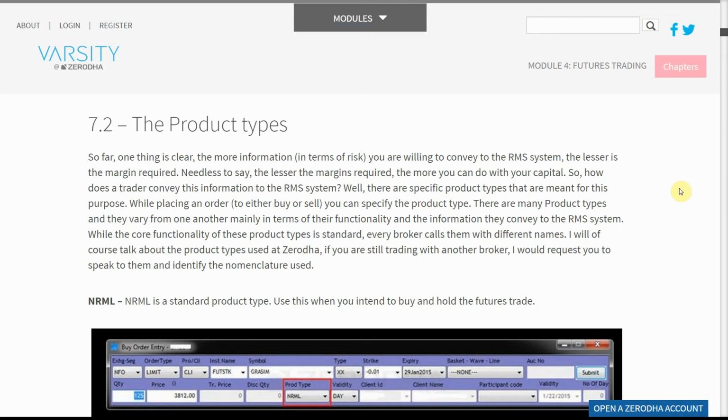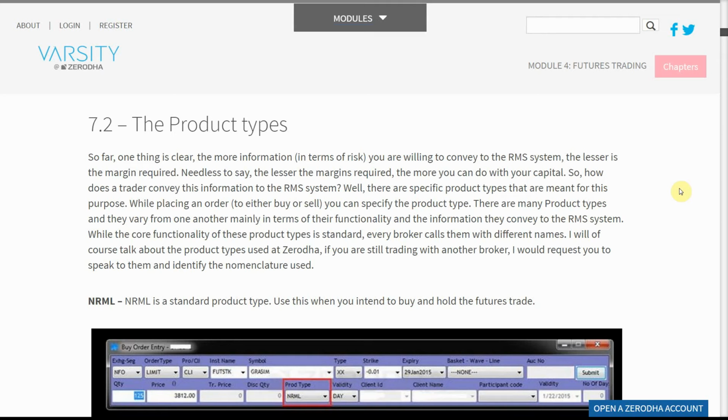While the core functionality of these product types is standard, every broker calls them with different names. I will of course talk about the product types used at Zerodha. If you are still trading with another broker, I would request you to speak to them and identify the nomenclature used.